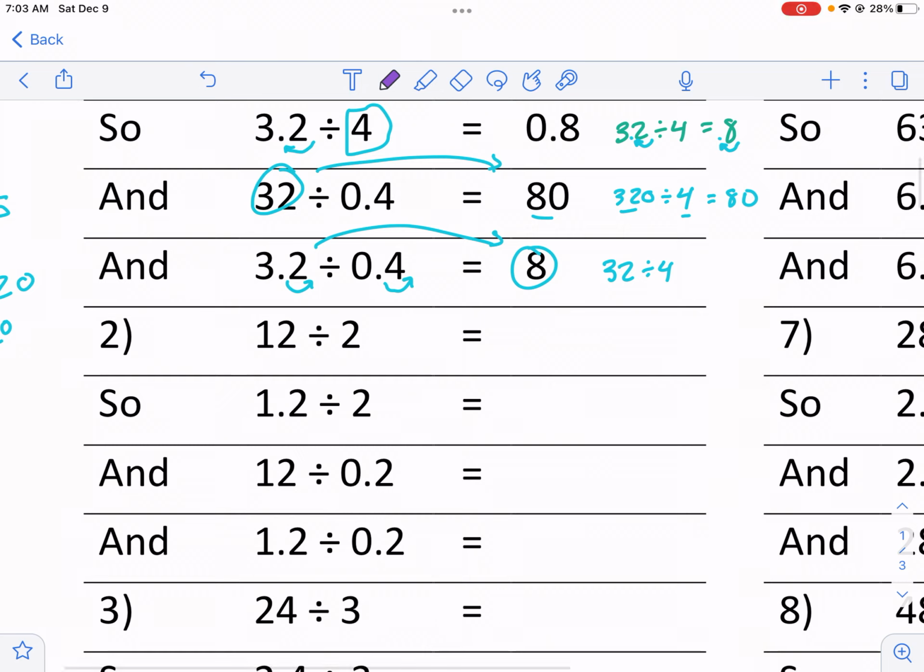So let's go through number 2 real quick, and then maybe I'll do one more. So we have 12 divided by 2. We know that's equal to 6. 6 times 2 gives us 12 as our answer. And we're just going in reverse for division.